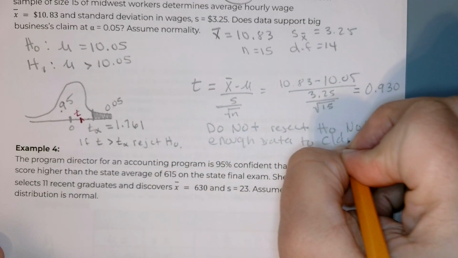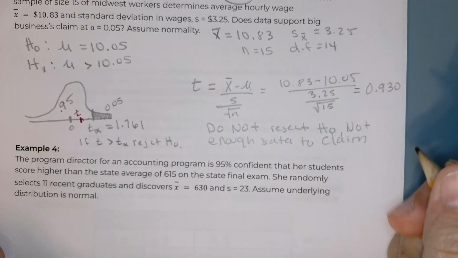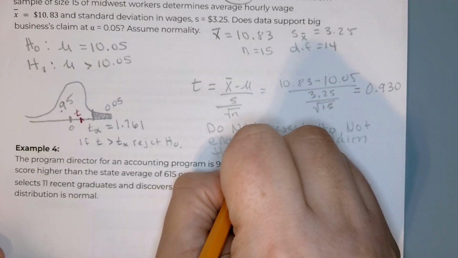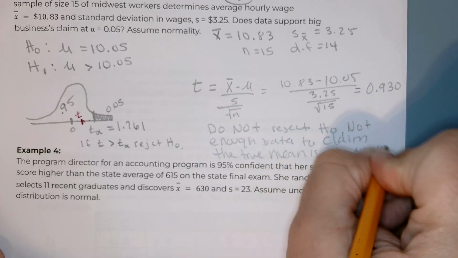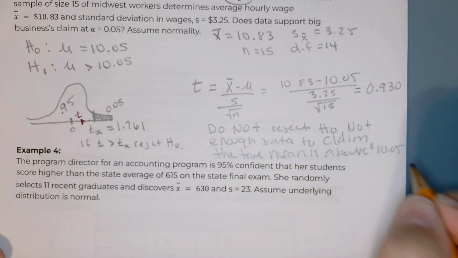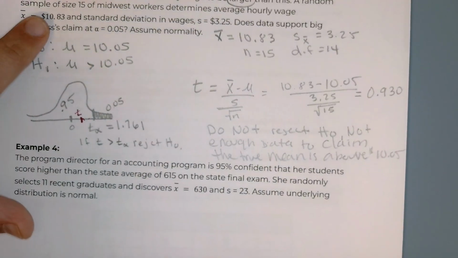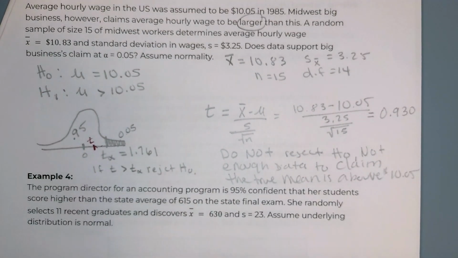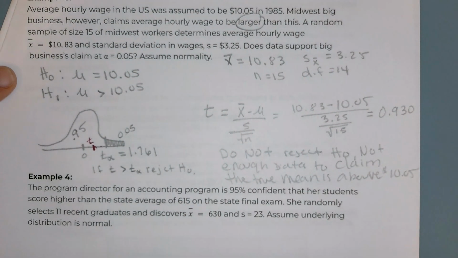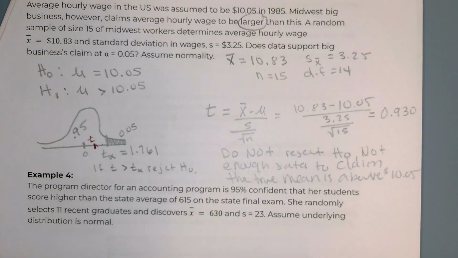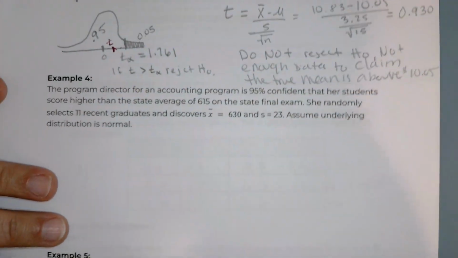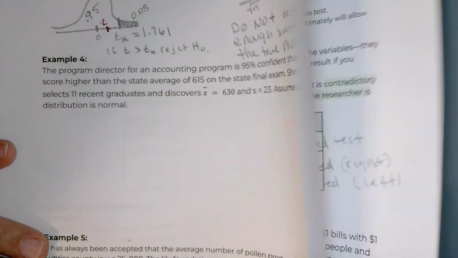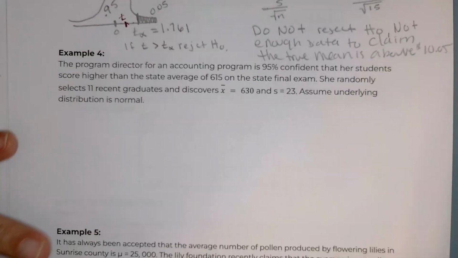to claim the true mean is above the 10.05. So even though the average of our sample was 10.83, that doesn't mean that is normal for samples. So we cannot reject the H naught. Let's look at a couple more. Yeah, we're almost finished with this.